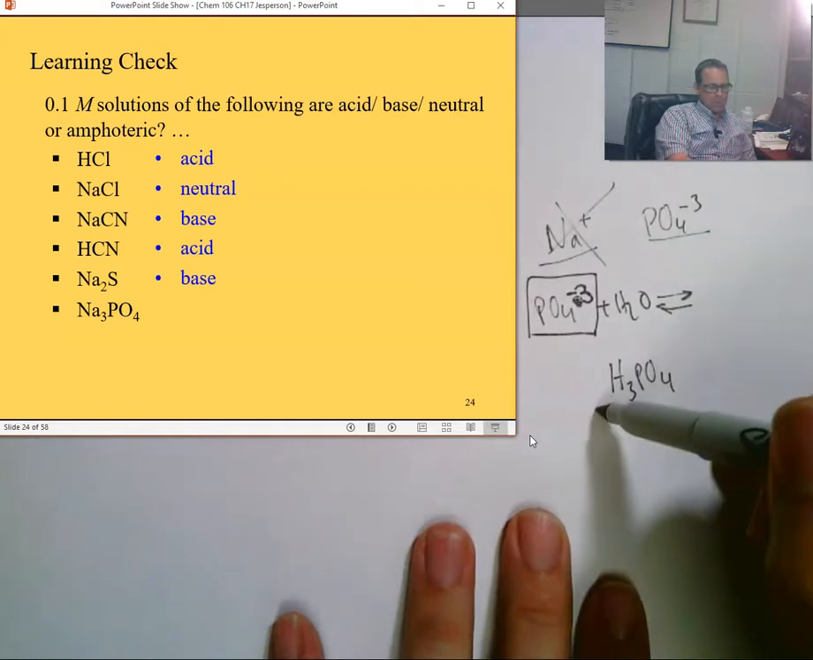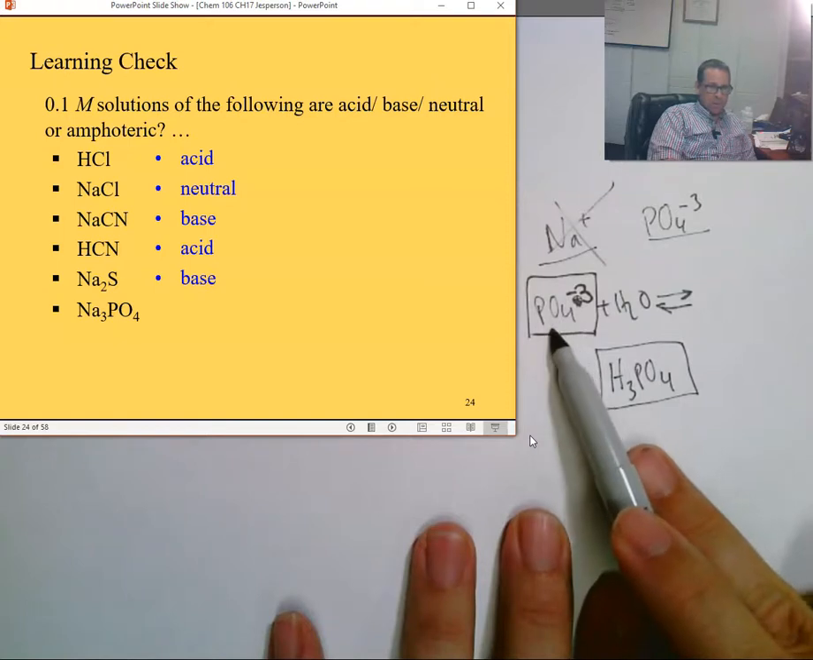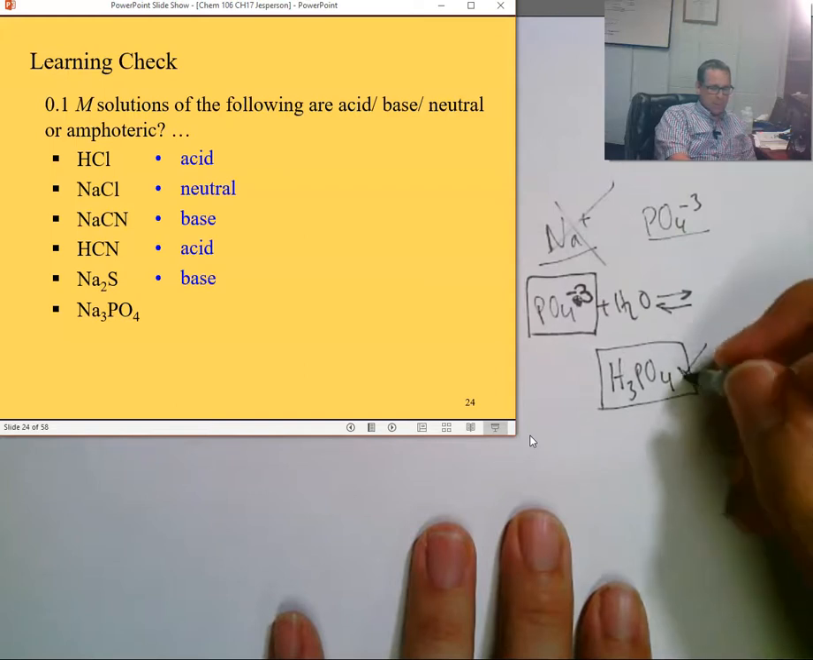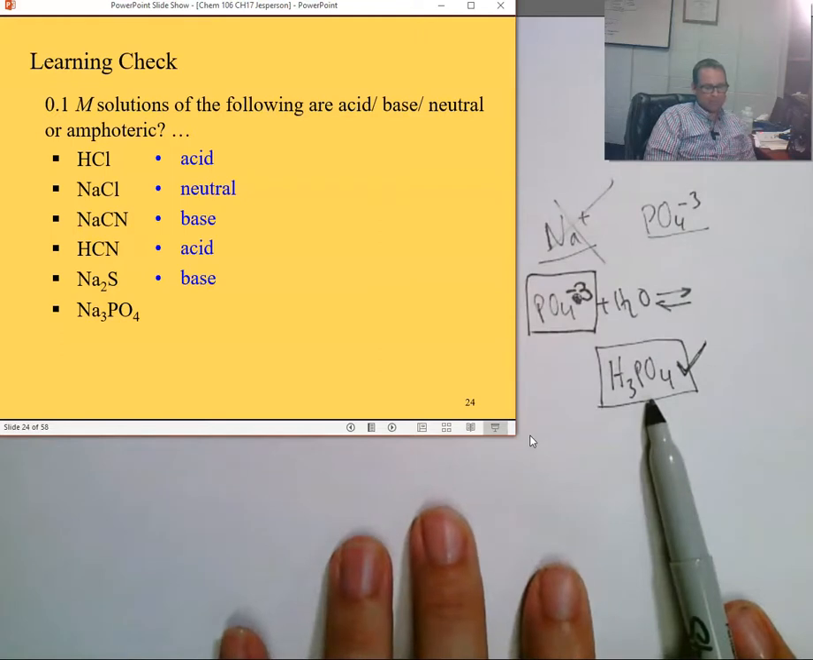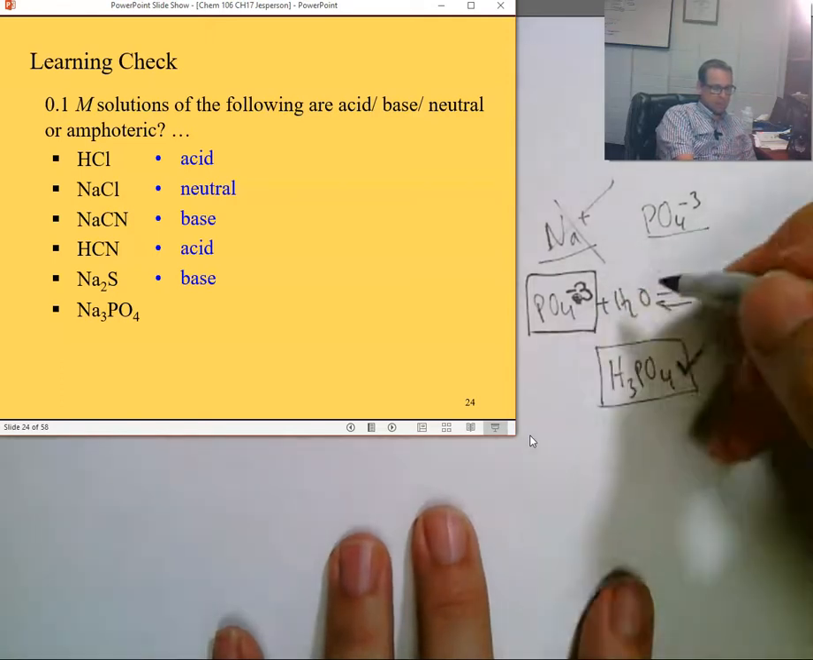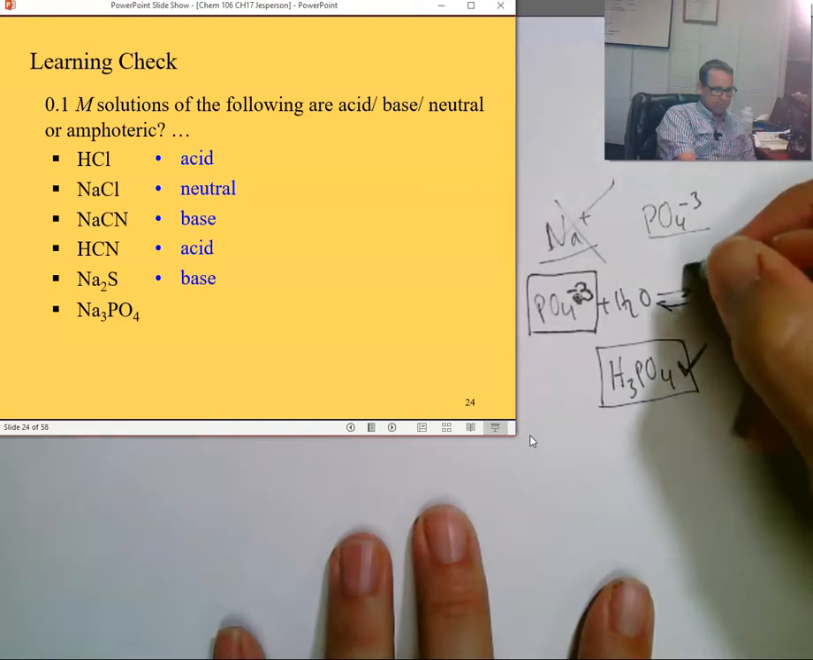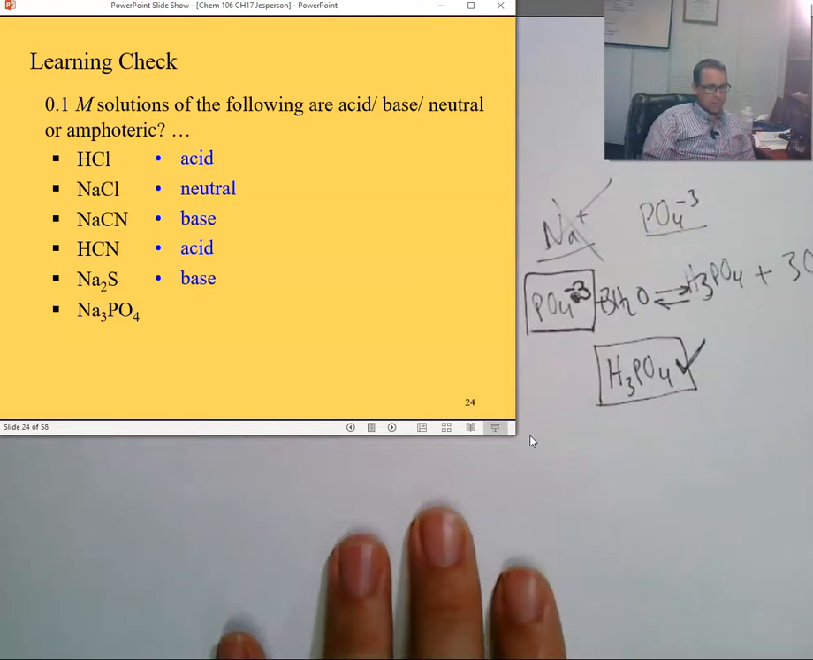So if we look at this, we see that it's the conjugate base for this acid. Now is that a strong acid or a weak acid? I think it's a weak acid. It is a weak acid. So what would that mean? It affects the pH. That's right: H3PO4 plus 3 hydroxide ions. Three water molecules are required for this.